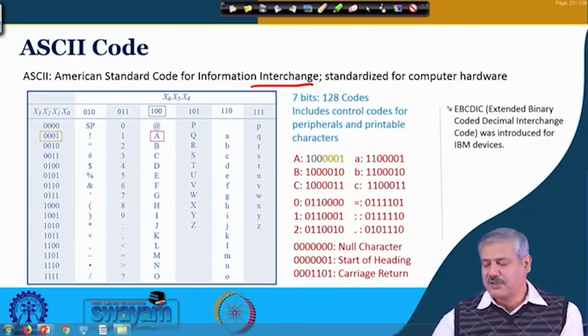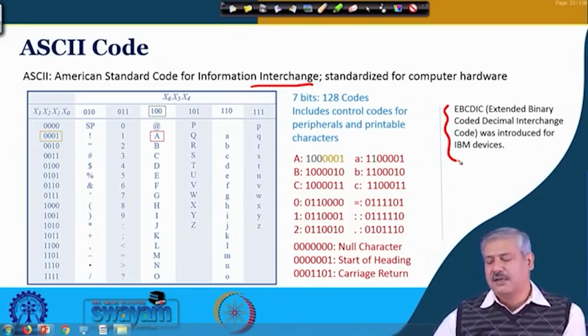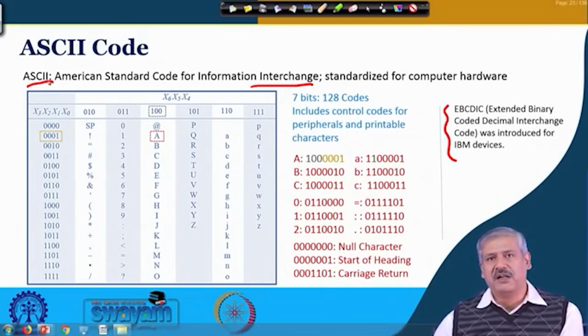There was some other code, EBCDIC, extended binary coded decimal interchange code, which IBM introduced for its devices, but this ASCII code is now, you will see, prevalent, and people are using it, and it is a 7-bit code. So, 128 possible codes are there, right.